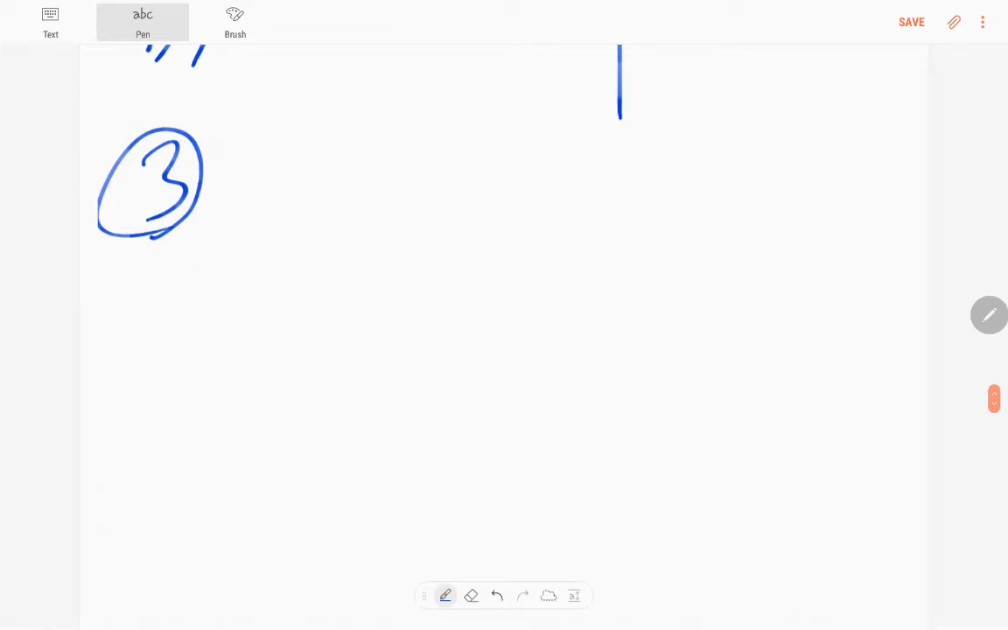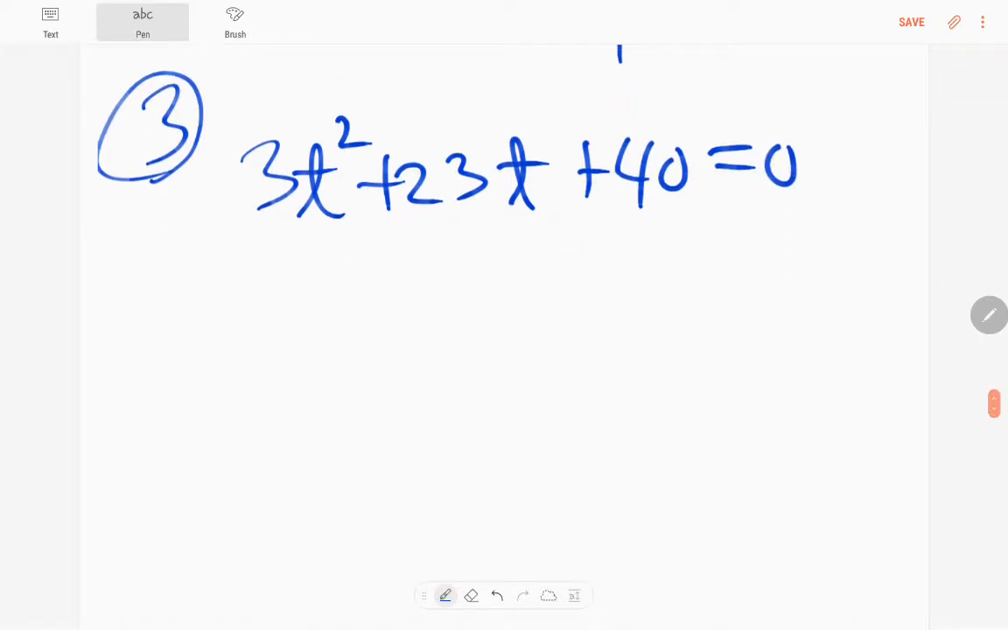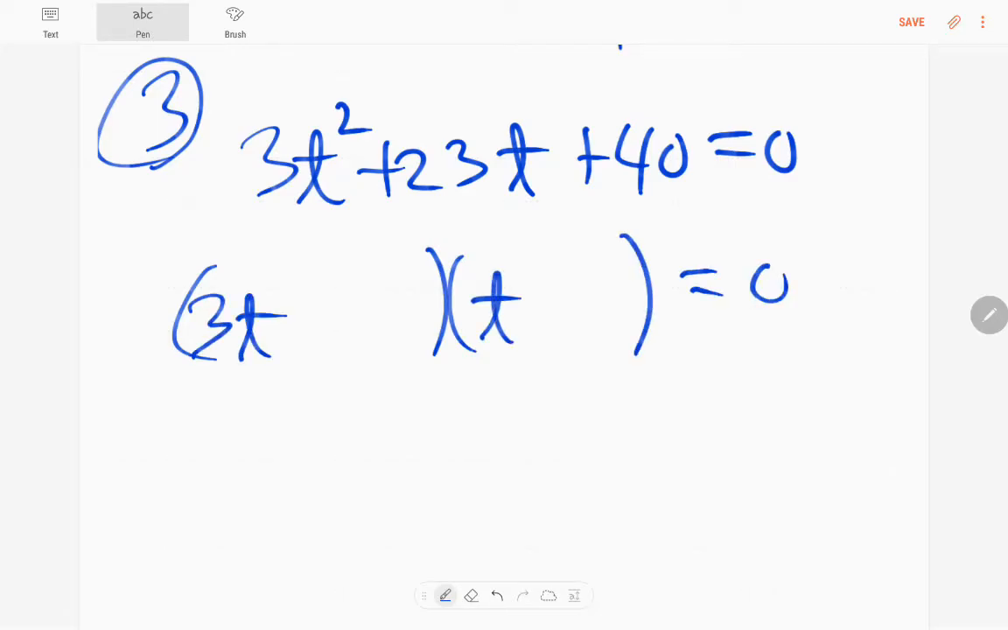Solve the equation for t. 3t squared plus 23t plus 40 equals 0. And notice, by the way, it doesn't tell us which method to use. It doesn't say we are supposed to do it by factoring or quadratic formula. So usually, if you're not sure, try to solve it by factoring first. And if that doesn't work, use the quadratic formula.